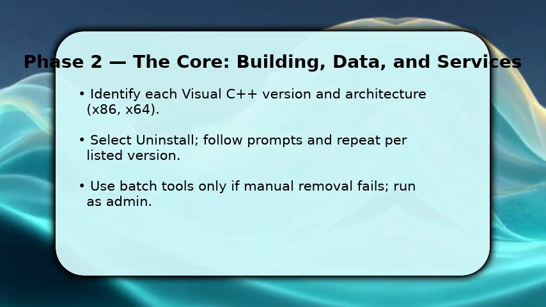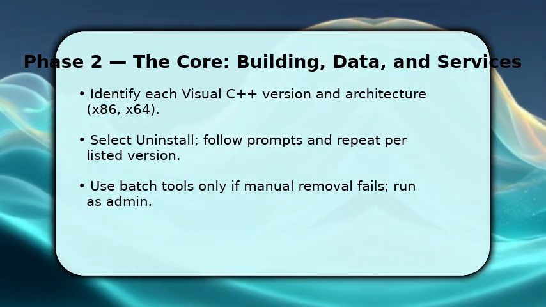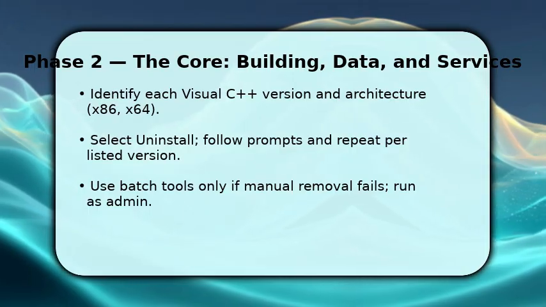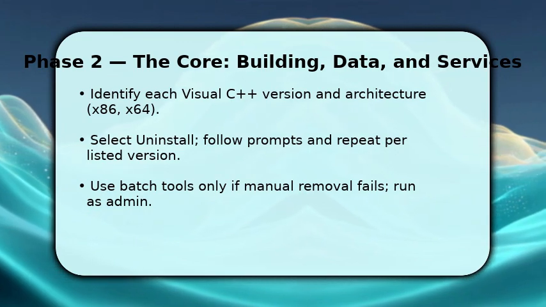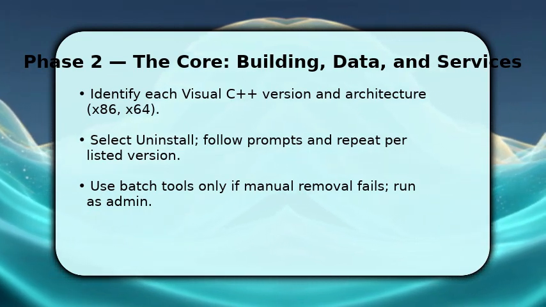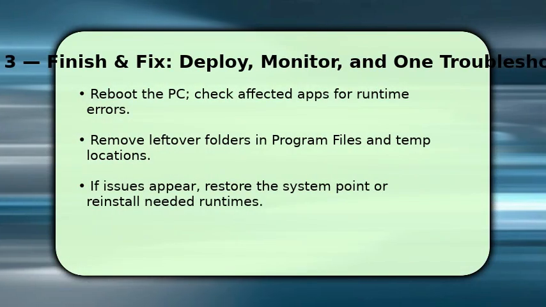If multiple programs still reference a version, make a note before removing. If manual uninstallers fail, you can use a reputable removal tool, but run it as administrator and read prompts carefully. After uninstalling, reboot your machine to finalize DLL unregistering and file cleanup.